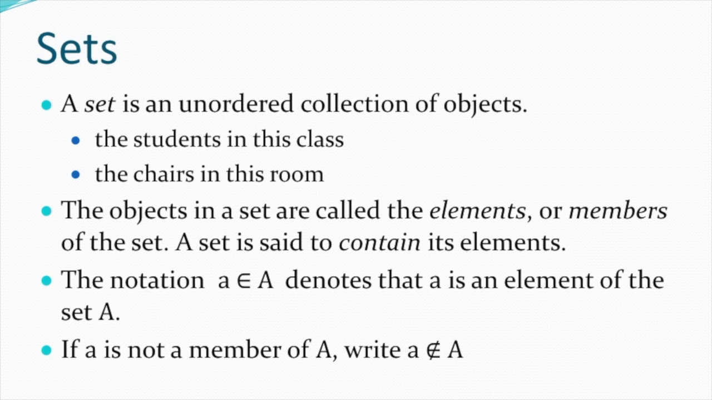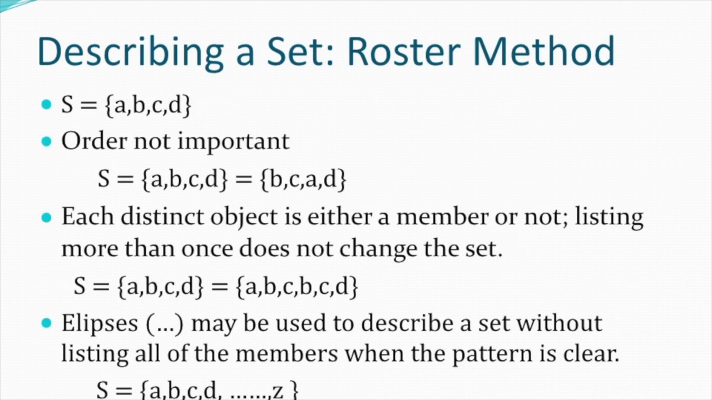Now, the notation where we have a small a belongs to the capital A denotes that this element, this small a, is basically an element of the set capital A. So if a is not a member of capital A, we write a does not belong to A. It's not an element of A. So how would you describe a set? You can use this notation for describing the set S, where it's equal, and then you denote in the set all the members inside it. So A, B, C, D, all are elements of the big set S.